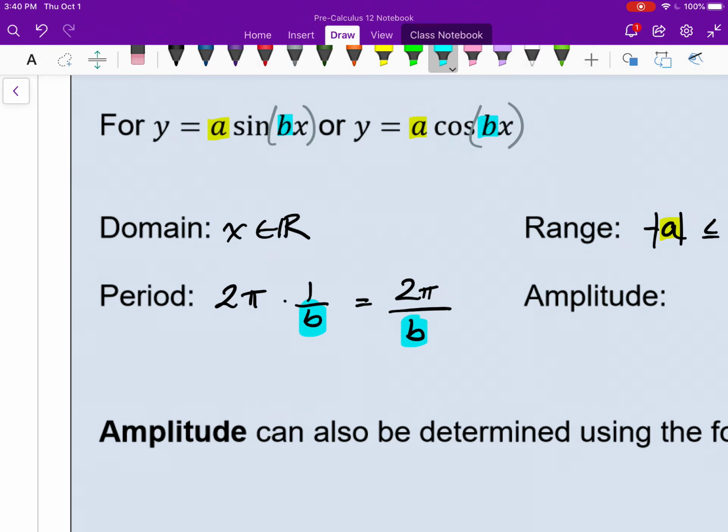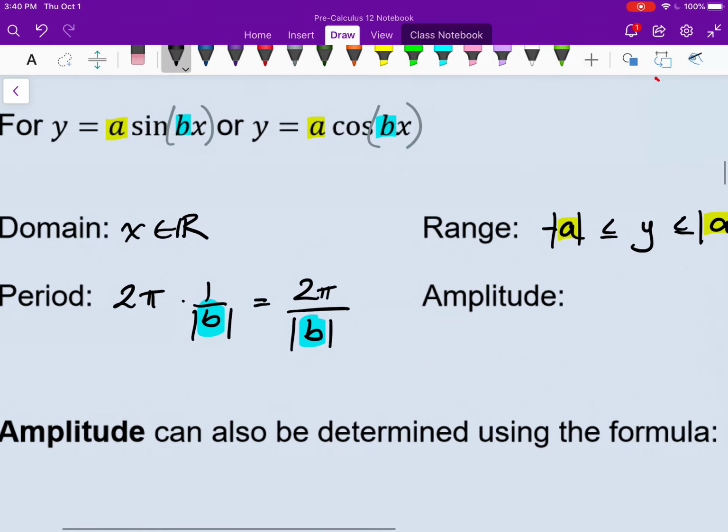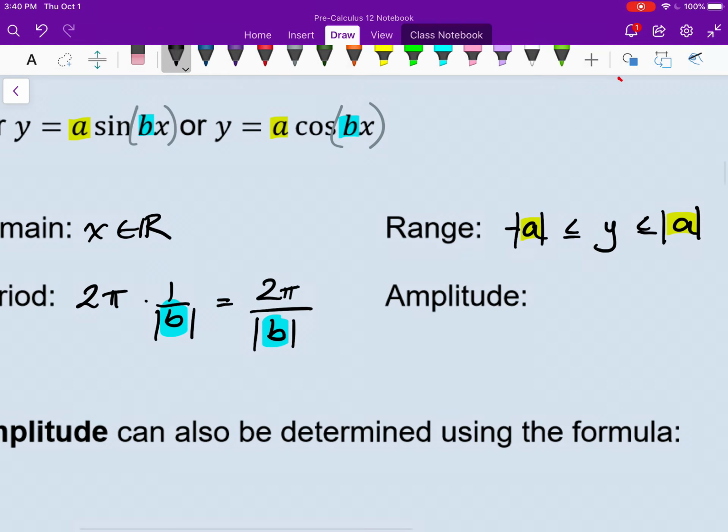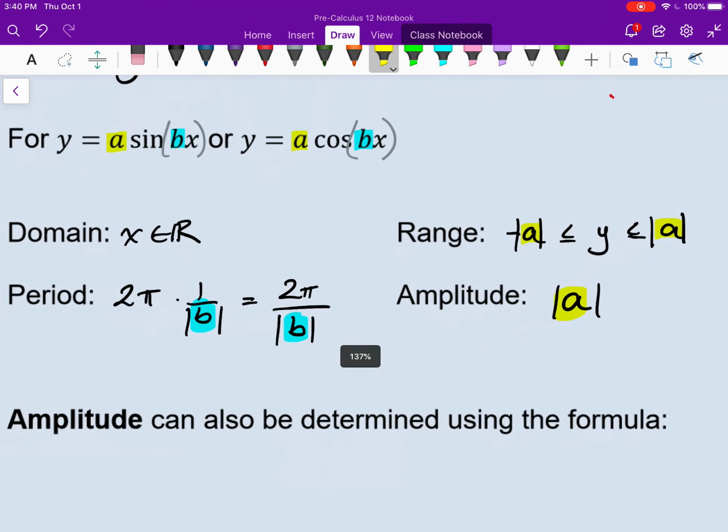However, period is a measurement of distance. It's always positive. So if b is negative, there is a reflection, but it doesn't affect the period, so I really should have absolute value brackets around these. Period, like amplitude, is always positive. And amplitude is also affected by these transformations, and it's really whatever a is. The more a is, the more the amplitude's been changed. But again, amplitude is always positive, so I need to put absolute value brackets around it. And we'll look at these in a moment.